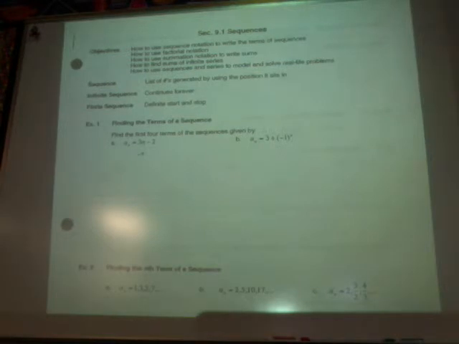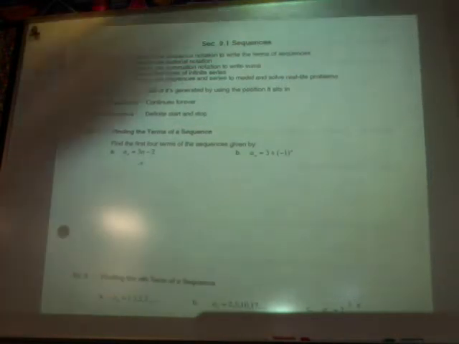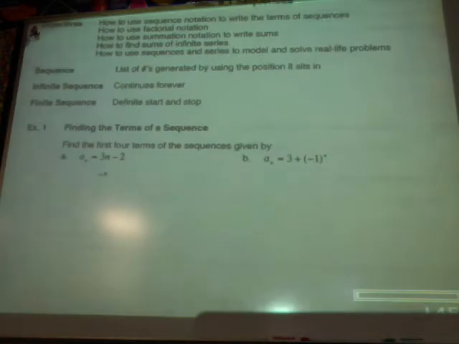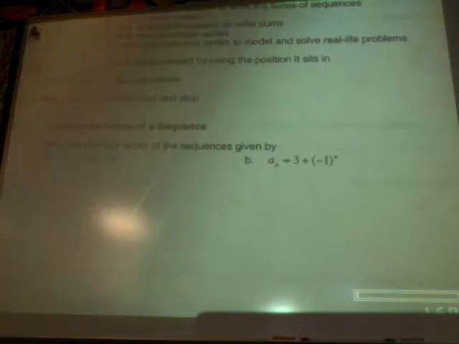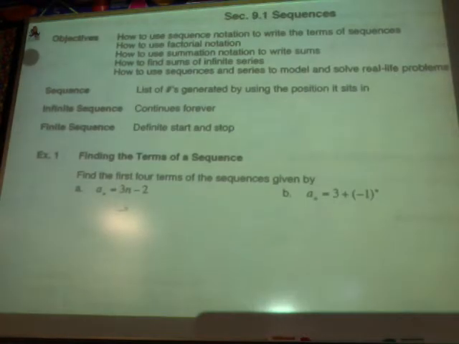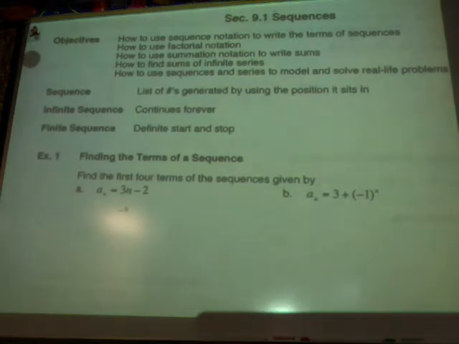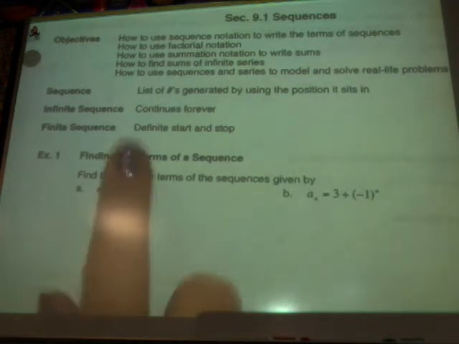All right, so 9-1, we're going to start talking about sequences. And we're going to do kind of a general overview today. So if I go too fast, just stop me. I'm kind of assuming that you've seen a lot of this and it's a refresher, because there's a lot of notes to go through, aren't there? So the first thing that we're going to do, we're going to talk about a sequence in general.